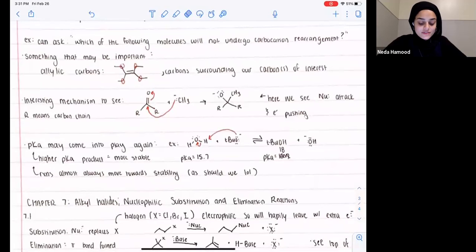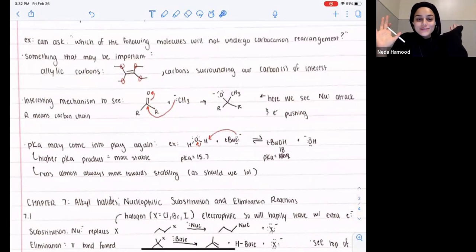Then the next thing we have is an interesting mechanism to see. You can see that I really simplified these notes. I was writing them like I would write them for myself if I hadn't seen these things before. So I have R just meaning a carbon chain.